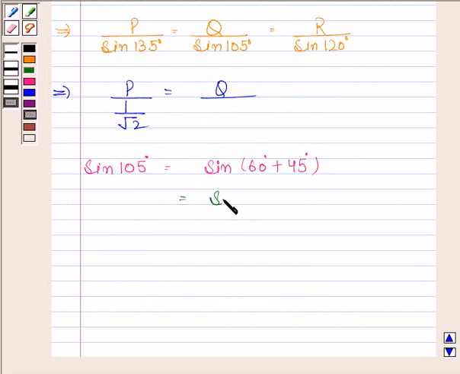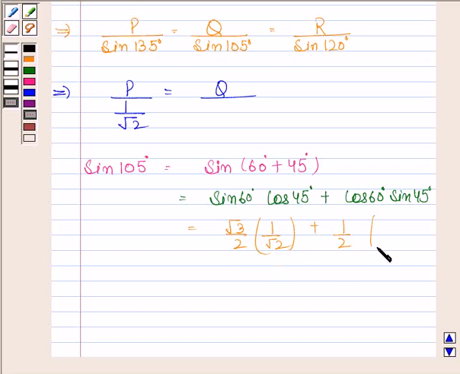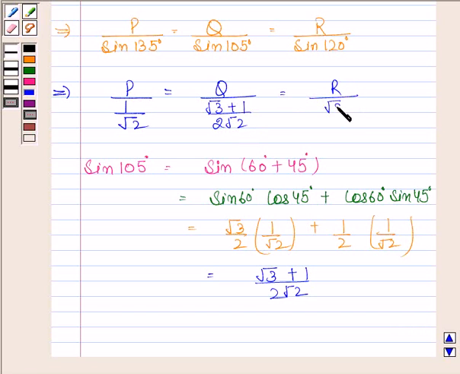This is equal to sine 60 cos 45 plus cos 60 sine 45. And this is equal to root 3 by 2 into 1 by root 2 plus 1 by 2 into 1 by root 2. This is equal to root 3 plus 1 by 2 root 2. So, here we have root 3 plus 1 by 2 root 2 equals to R by sine 120, which is root 3 by 2.